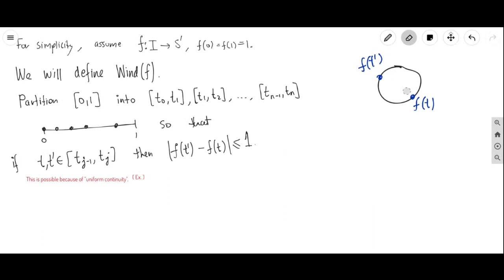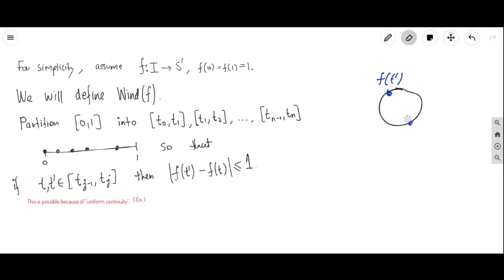Okay? And uniform continuity says that if you make these intervals small enough, then no matter which subinterval you locate it in, if you take two time increments in every subinterval, they stay reasonably close together. So you do not end up in a situation where f of t prime is over here and f of t is on the near opposite side of the circle. In other words, they're getting too far apart from each other. So they stay reasonably close together.